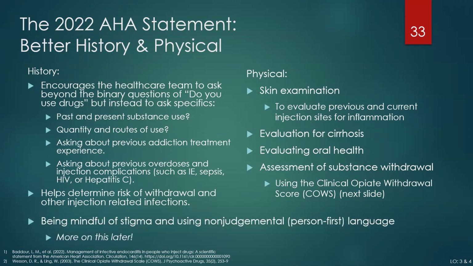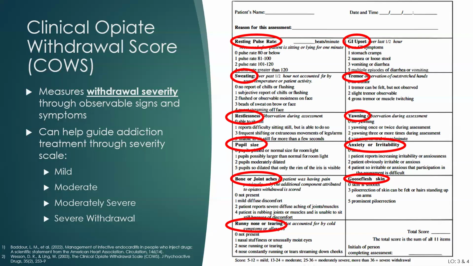And being mindful of the stigma and using non-judgmental first-person language. So what is CALS? It's to measure the withdrawal severity through observable signs and symptoms. It's looking at, what is your resting pulse rate? Are you sweating? Are you restless? What is your pupil size? Bone and joint aches, runny nose and tearing, minus if they have a cold. Goose flesh skin, so do they have goosebumps, anxiety, irritability, yawning, tremors, GI upset, and they can figure out if your withdrawal is mild to severe.